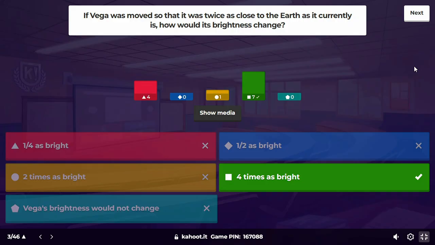Yeah, so brightness goes as the inverse of distance squared. So if it's twice as close, 2 squared is 4, and since we're moving it closer to the Earth, it has to get brighter. If we were moving it farther from the Earth, it would get dimmer and it would be half as bright, or a quarter as bright. So brightness, take whatever number, in this case 2, square it, and then if it's closer to Earth, it gets brighter. If it's farther from Earth, it gets dimmer.